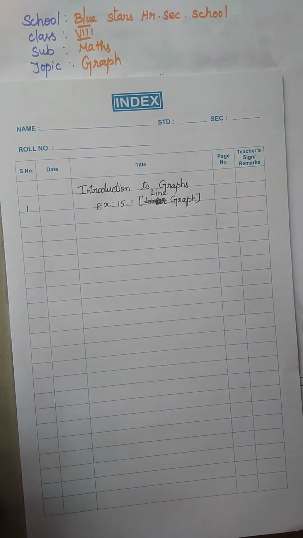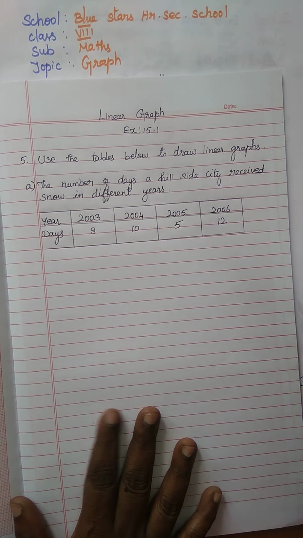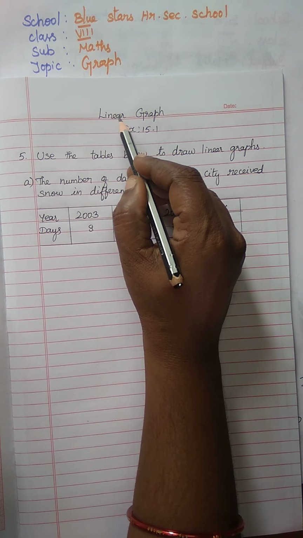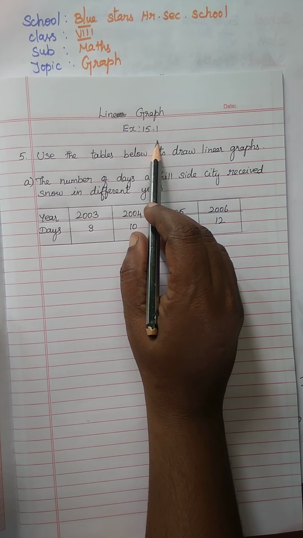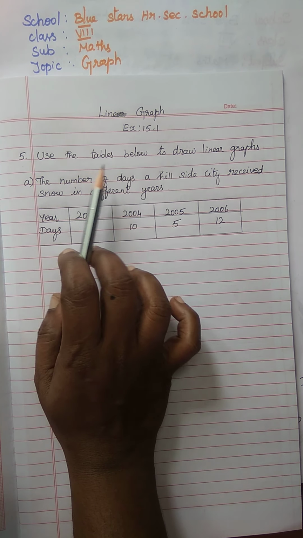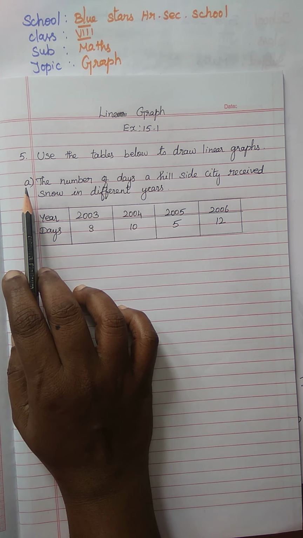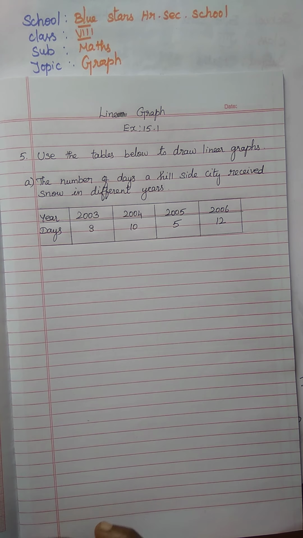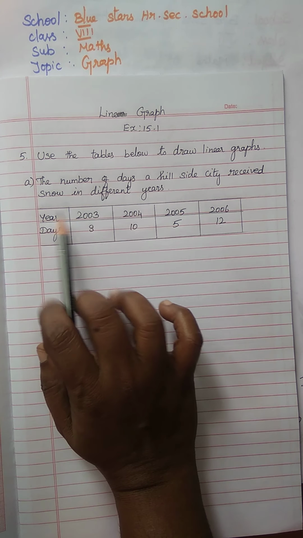Now take the next page, leave this page, and start on the next page. Write the topic: line graph, not linear, sorry, line graph. Write exercise 15.1. Question number 5: use the tables below to draw linear graphs. In this question 5 only we are going to draw the graph, that method.